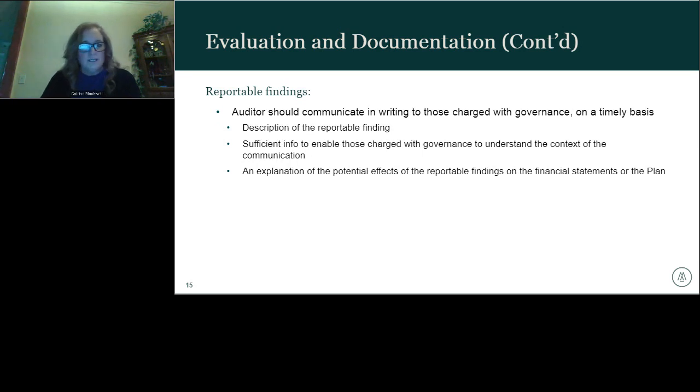So the auditor should communicate in writing in a timely manner the description of the reportable finding, and we want that to be sufficient to enable those charged with governance to understand the context of that finding and what that means to the plan. As a result of this, you may see more communication, or hopefully you will see more communication, of plan provision issues or compliance issues that are now in writing that maybe before were not in writing because they didn't rise to the level of significant deficiencies or material weaknesses.